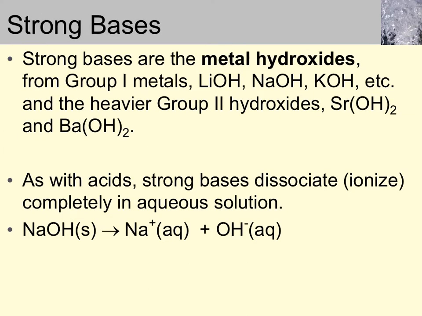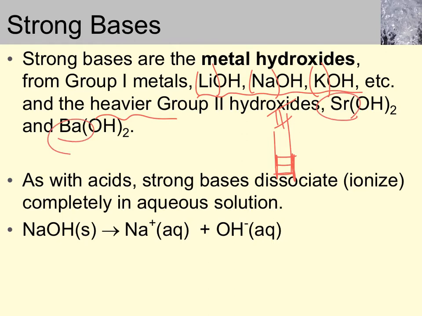And the strong bases to memorize are all of the hydroxides that are accompanied by a group 1 metal. So that would be lithium, sodium, potassium, etc. And only the heavier group 2 hydroxides. So if you're looking at the periodic table in group 2, only the metals at the bottom make strong base hydroxide. So that would be strontium and barium hydroxides.